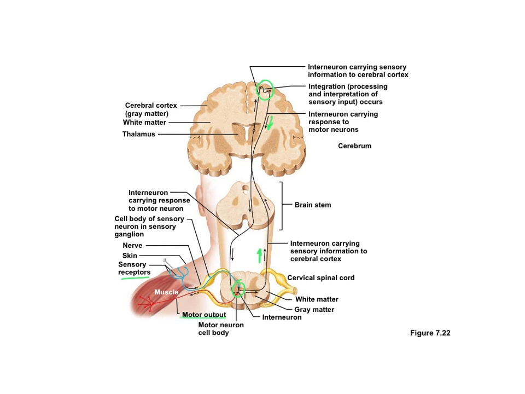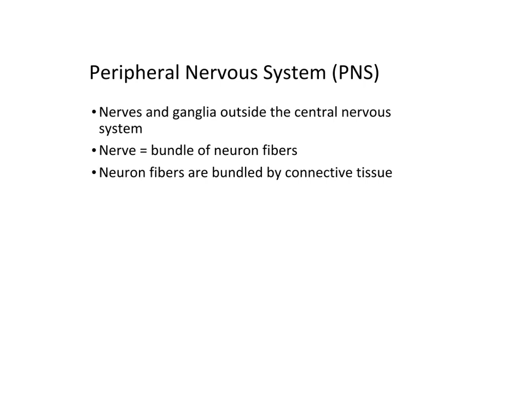Next, we're going to talk a bit about the peripheral nervous system. So nerves and ganglia outside of the central nervous system are what compose the peripheral nervous system. A nerve is a bundle of neuron fibers. So a nerve is not necessarily one cell. And then neuron fibers are bundled by connective tissue. So you can have a bundle of neuron fibers to make one nerve, and they're held together by connective tissue, not unlike the way muscle cells are held together.